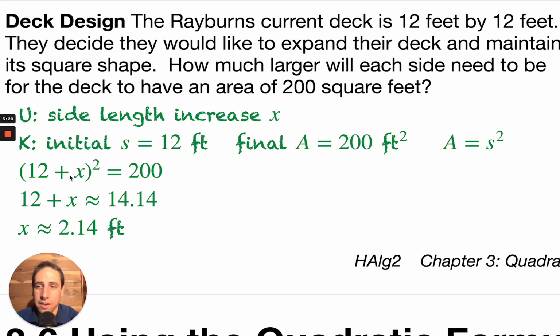You can undo the exponent with a radical and take the square root of both sides, and you get 14.14. We're going to ignore the negative value because it doesn't make any sense in this geometry at least. Then you can subtract 12 from both sides, undoing the addition, and you get that x, the amount of increase, is approximately 2.14 feet. That's just how much they need to increase it by.